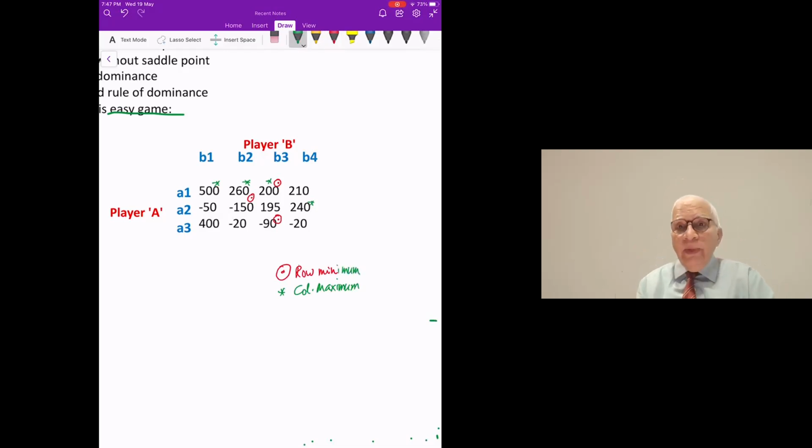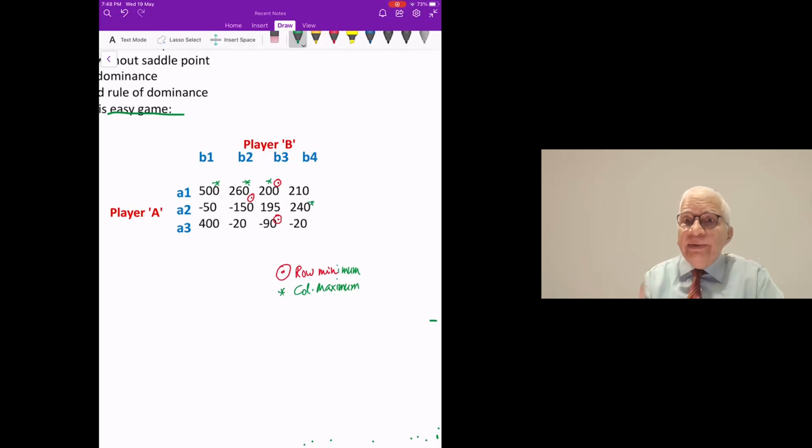Row minimum, column maximum numbers have been marked. A particular number in this matrix is row minimum and column maximum at the same time. That number is available at the intersection of A1 and B3 strategy. Therefore, A1, B3 is the solution of the game. Okay, so what is the saddle point?